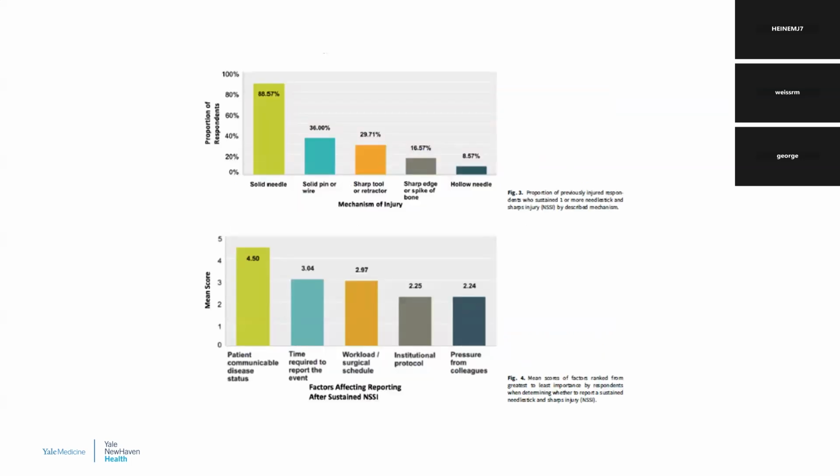Some more data here showing solid needles are most common in this study. And then the bottom table here really shows factors affecting reporting, again, patient communicable disease status. So if the patient is HIV, Hep B, Hep C negative, that is the factor where the resident is most likely not to report that. And I did give that example where there are many things besides HIV, Hep B, Hep C. So if you do get a needle stick, even if somebody is negative, we still want to know about it just to do that risk exposure and risk classification.